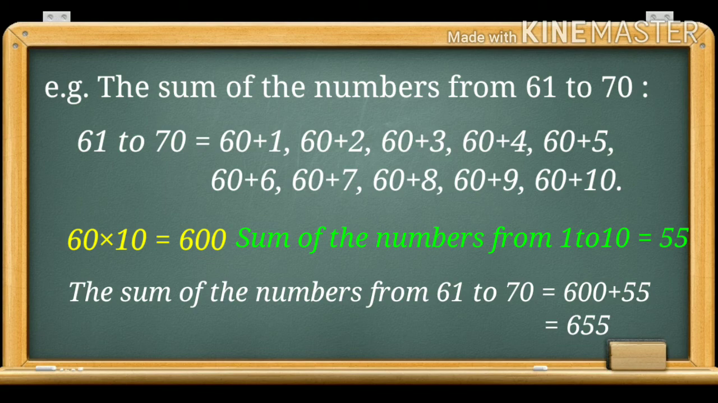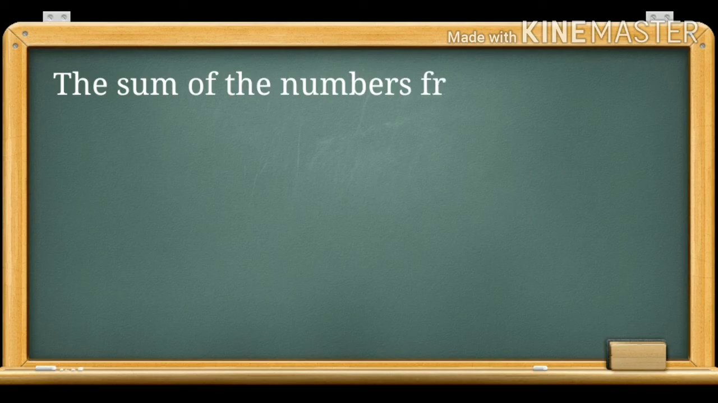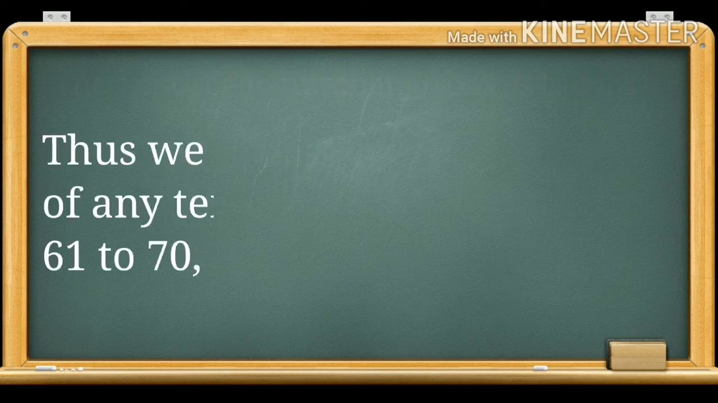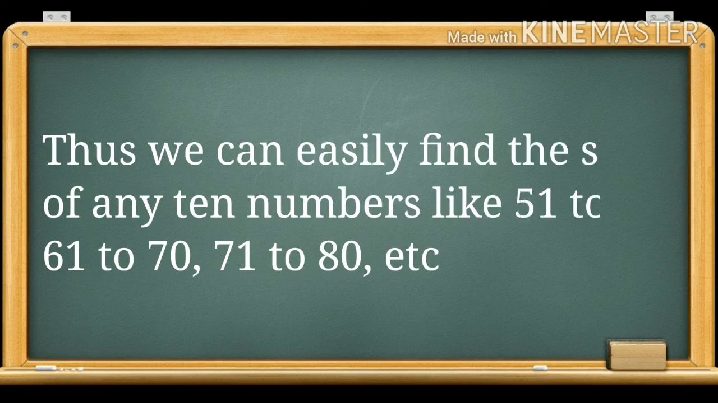655. Similarly, you can find the sum of the numbers from 931 to 940. The sum of the numbers from 931 to 940 is equal to 930 into 10 plus 55, which is equal to 9355. So, in this way you can easily find the sum of any 10 numbers like 51 to 60, 61 to 70, 71 to 80, etc.